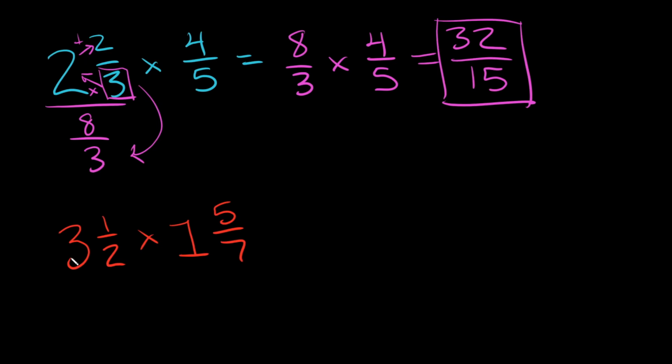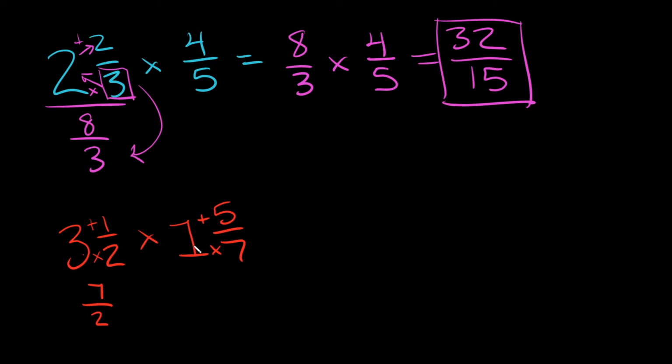Okay, so what if I had 3 and 1/2 times 1 and 5/7? So again, we have to turn these into improper fractions, right? So we're going to multiply these two numbers and then we're going to add that on top, right? So this is 2 times 3, which is 6. 6 plus 1 is 7. Okay, and we're going to put that over 2, right?